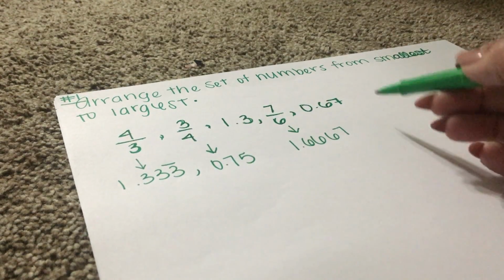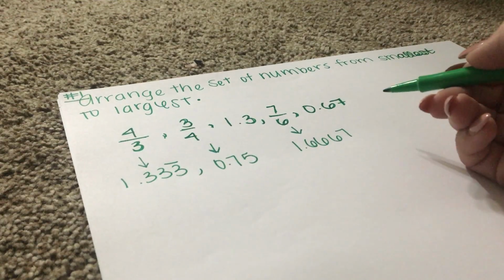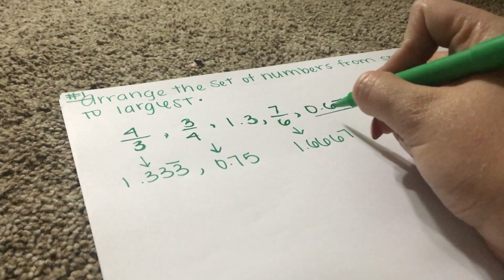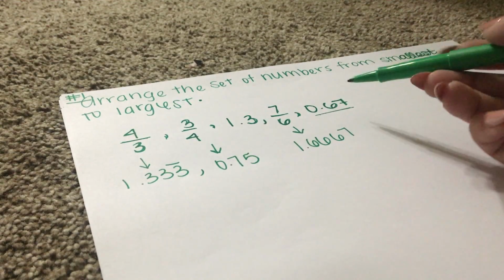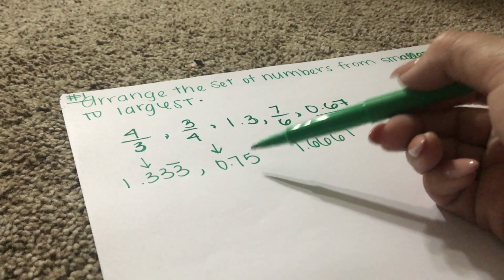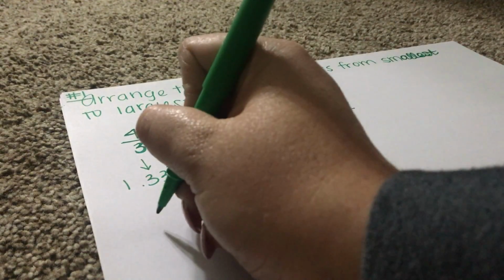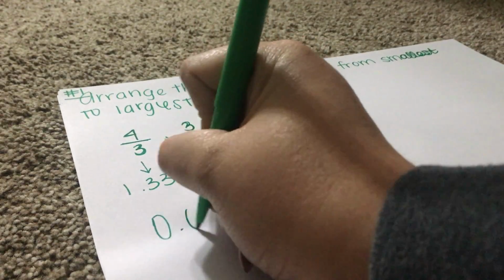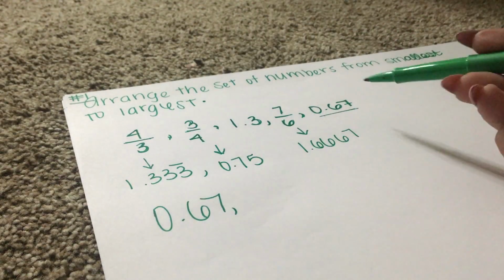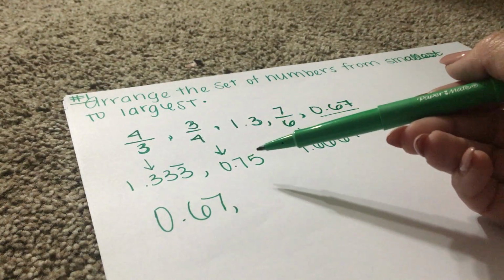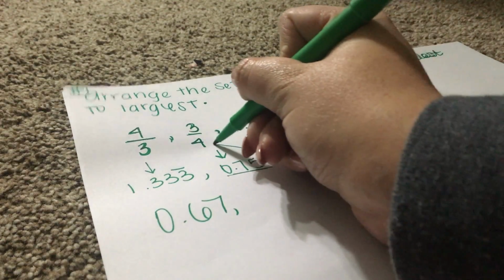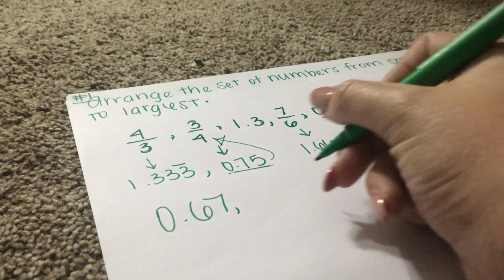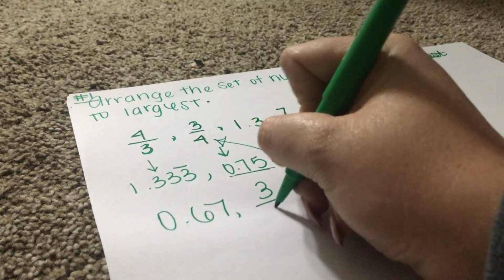So to do that, we are going to look at each thing. So I know that this is the smallest number because it begins with 0. And in comparing 0.67 to 0.75, we can figure that out. So the first number is 0.67. The second smallest number is 0.75, but we look back up here, and we see that that was originally 3/4.